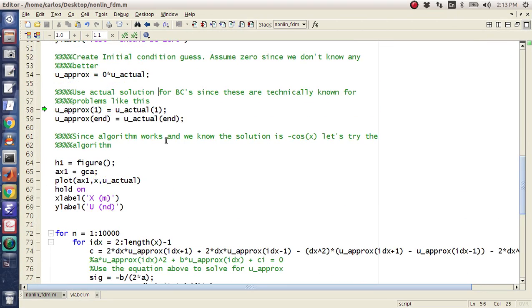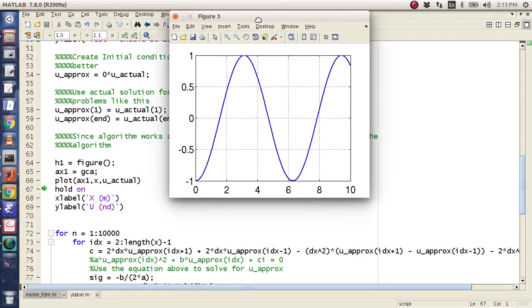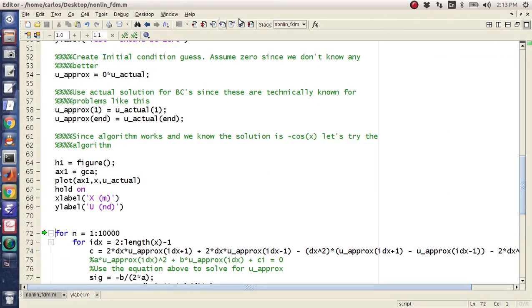And so the algorithm that I tried to do, I think this is getting kind of long. I think I'm just going to post this as a separate video. So I won't put that link up there. Forget it. Anyway, so here I plot U actual. I guess the labels aren't there yet. Hold on. Add the labels.